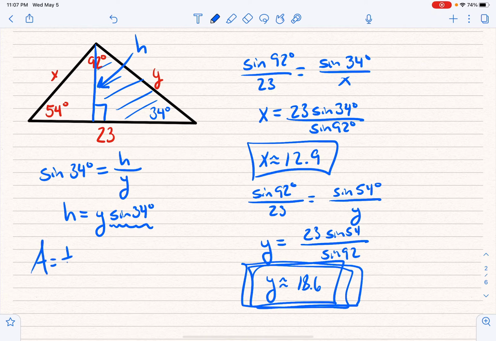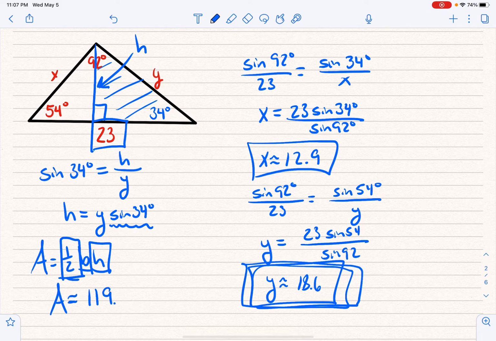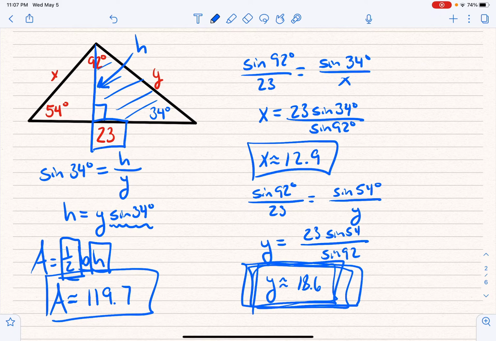So the area is equal to 1/2 base times height. I've got this in my calculator, so now I just need to multiply by that and that. So I'm going to say times 23, the base, times 0.5, the 1/2. Hit enter, and I get the area is approximately 119.7. Now that's the most accurate way to do it. Instead of using an approximate number, I'm using the most accurate I can.